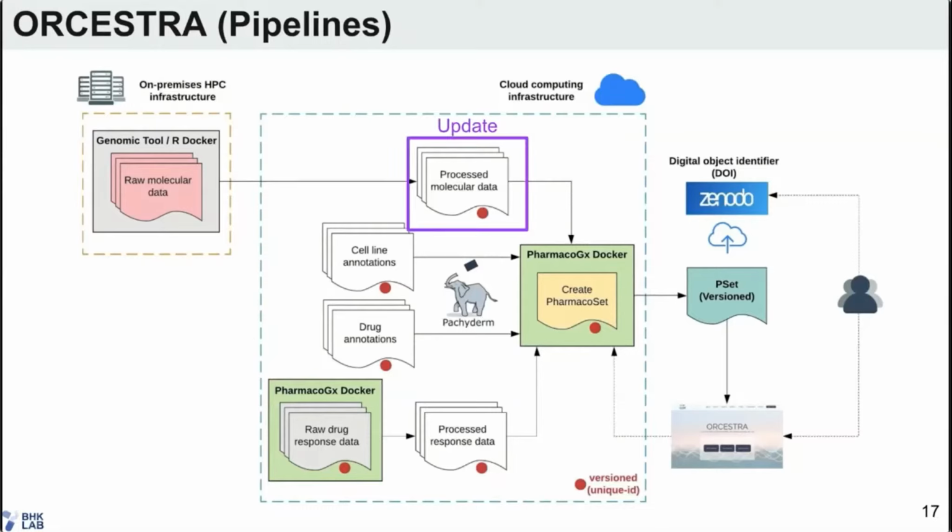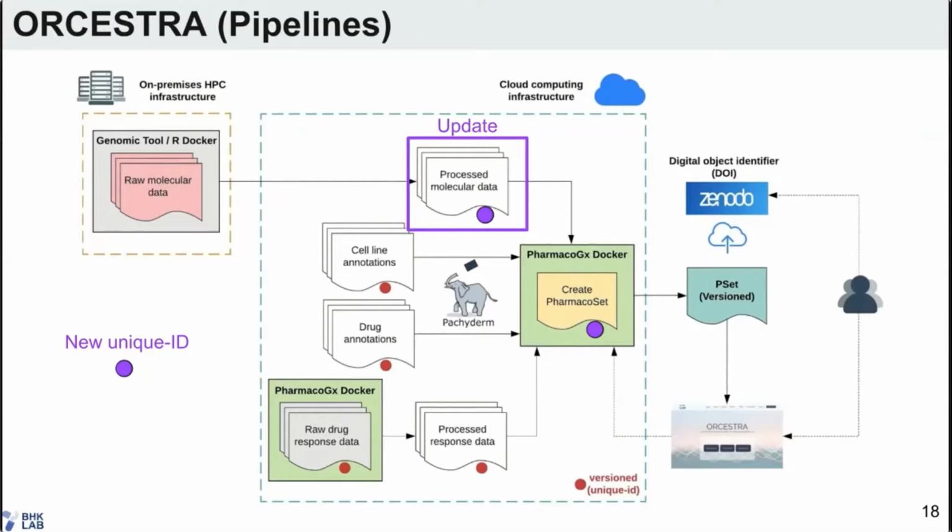However, just say that there is an update to the molecular data for a given dataset. We will then push this data automatically into our Pachyderm cluster, and this will result in a new unique ID for only the molecular data, and therefore a new unique ID and versioned pharmacoset. What is very interesting about Pachyderm is that it will not reprocess any of the other pipelines that are required to build a pharmacoset, which comes in handy as we don't always want to reprocess pipelines that have a heavy computation time, such as the drug response data.